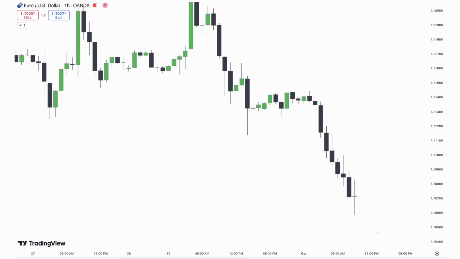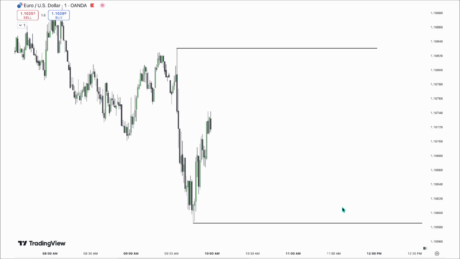In our next example, we have the Euro versus US dollar 1 hour chart. And as the 9 a.m. candle has closed, let's mark the high and low of that candle as our silver bullet price range. So we have marked the high and low. Next we switch to the 1 minute chart to look for our setup.